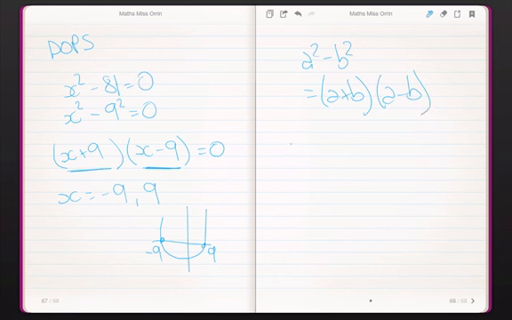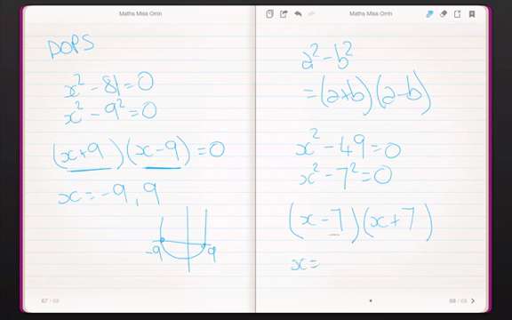Let's have another go at doing that. Let's say we have x squared minus 49. This is DOPS again because 49 is 7 squared, okay? If we can turn the second number into a square, this is DOPS. Then we do the exact same thing we just did. x minus 7, x plus 7. It's just that simple.